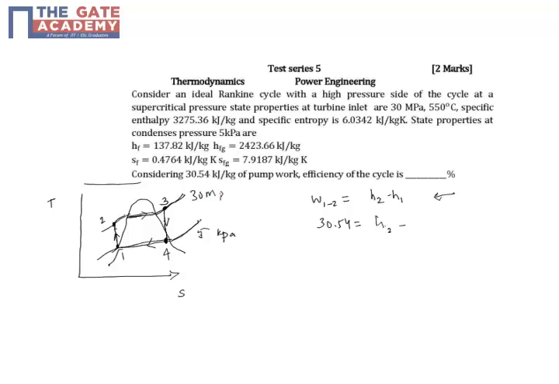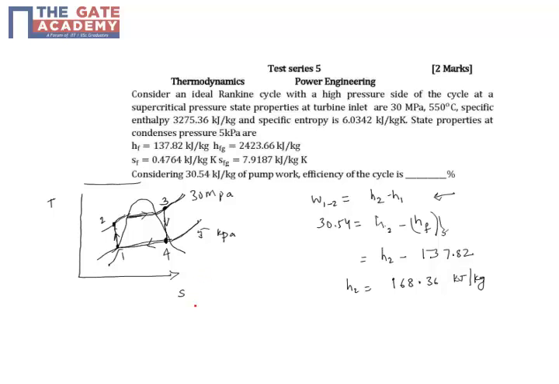So at 5 kPa you have H1 is nothing but your HF at 5 kPa, which is 137.82. So H2 is basically 137.82 plus 30.54, which gives 168.36 kilojoules per kg. So this is H2. So we got H1, H2. Let's find out H3, H4, so that then we can compute work done.